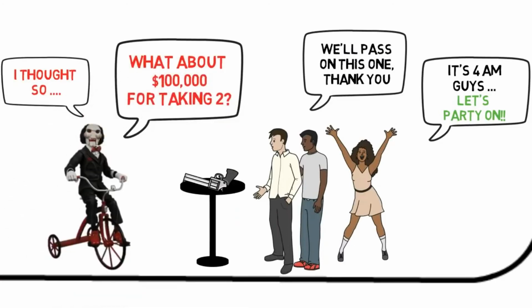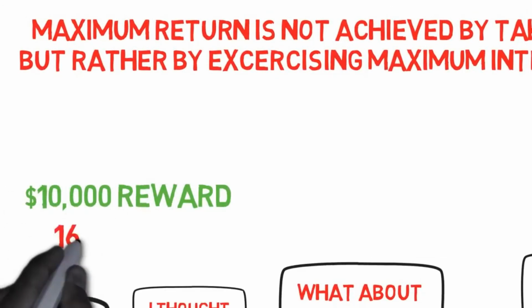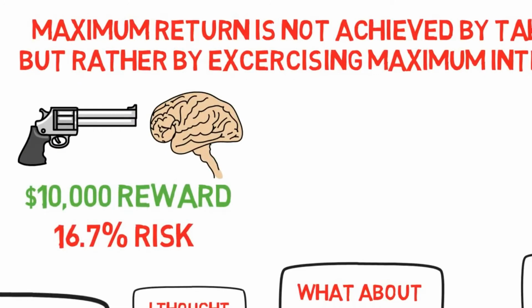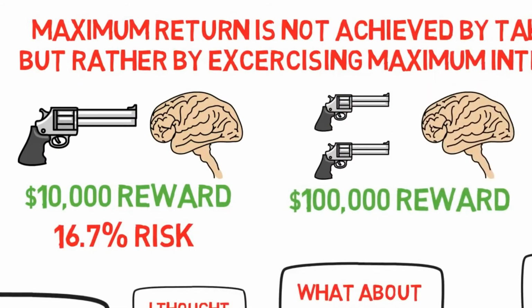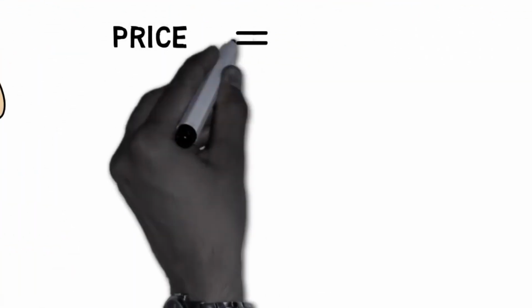Now, this story represents the academic way of demanding a higher potential reward for taking a higher risk. In the first offer, you were to receive $10,000 at a 16.7% risk of blowing your brains out. In the second offer, the reward is $100,000 because the risk of putting a hole through your head has increased to 33.3%. Seems logical, right? But stock market investing doesn't have to be like that. Remember that price and value are not the same.